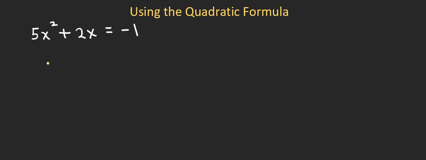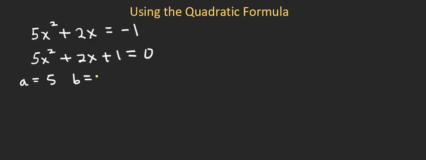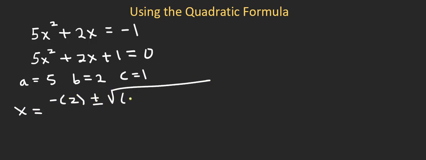Let's take a look at our next example. We've got 5x squared plus 2x equals negative 1. Again, we're going to rewrite this. 5x squared plus 2x plus 1 equals 0. So our a is 5, b is 2, and c is 1. So let's plug it into the quadratic formula.